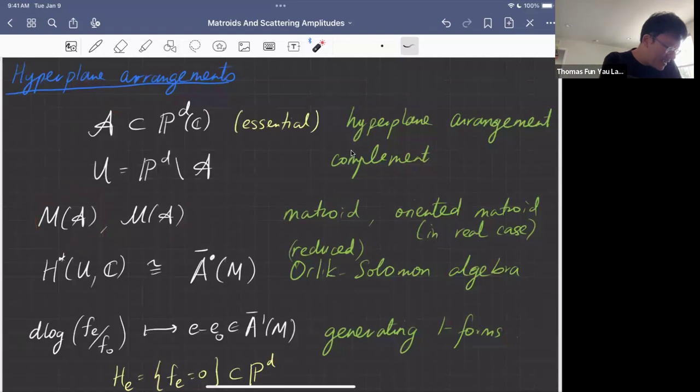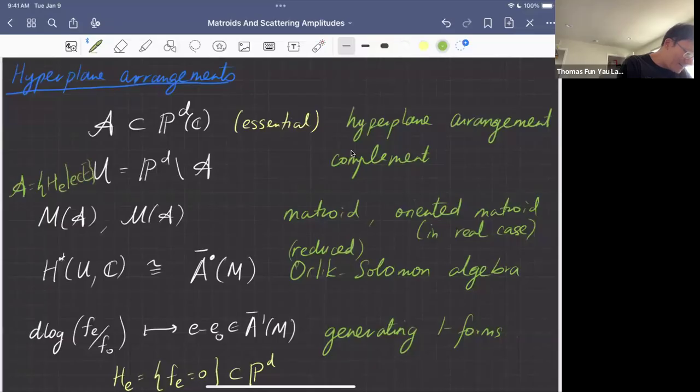The ground set of the matroid is the set of all of these hyperplanes. So if A is equal to a collection of hyperplanes He, e inside some set, then capital E is the ground set of this matroid. In particular, the ground set includes the hyperplane at infinity.